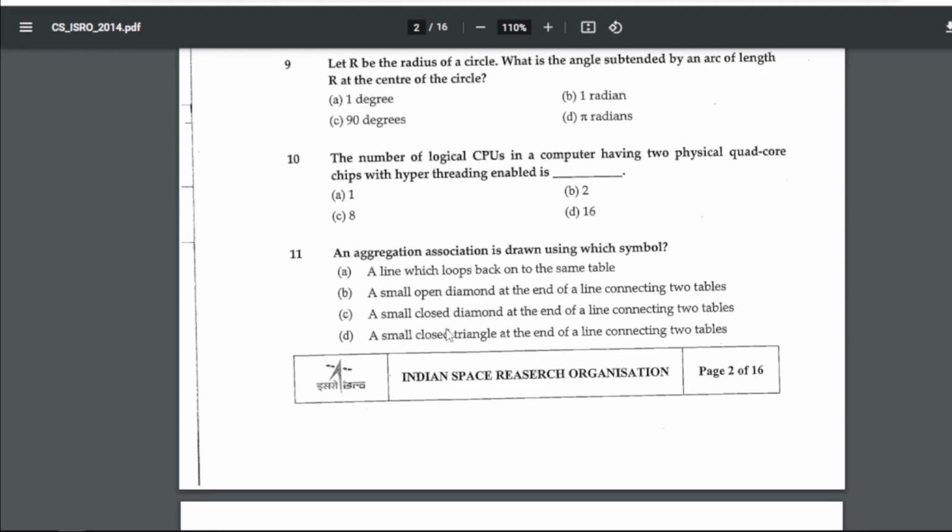I hope you remember that association is a relationship where all objects have their own life cycle and there is no owner. Whereas aggregation is the specialized form of association where all the objects have their own life cycle, but there is ownership and a child object cannot belong to another parent object. Whereas composition is again a specialized form of aggregation, and we can call this a death relationship. So here the answer is B: an aggregation association is drawn using a small open diamond at the end of a line connecting two tables.